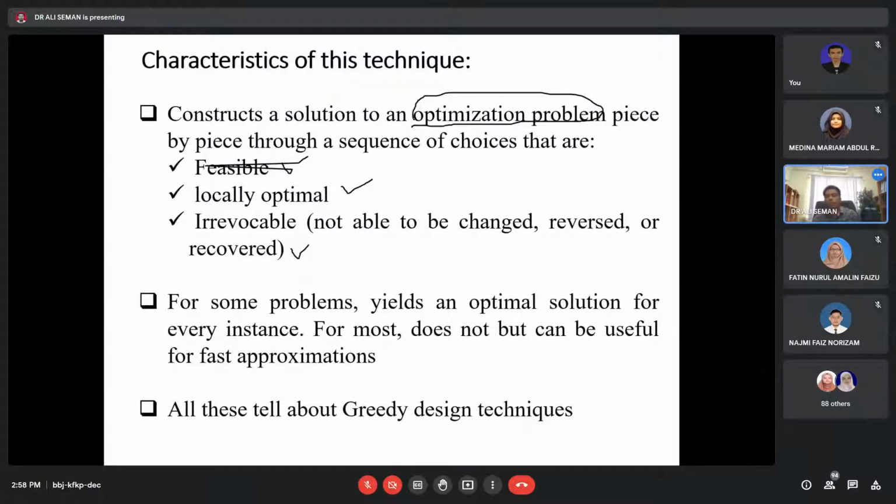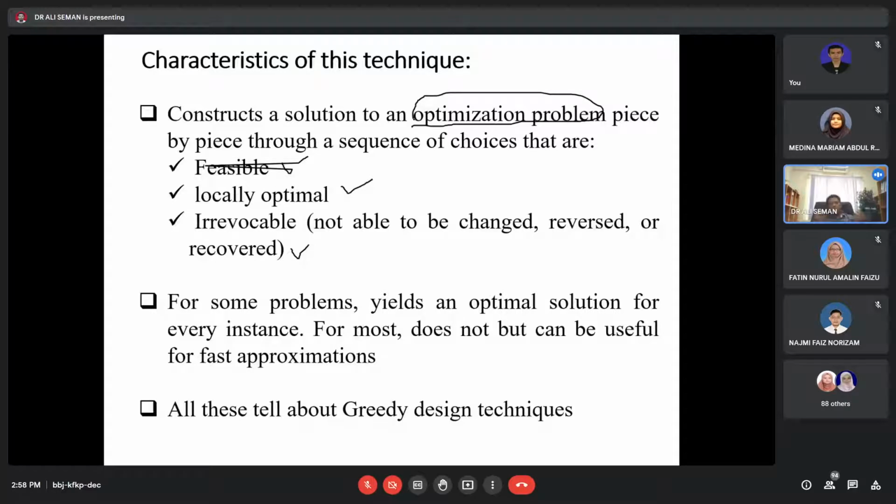And finally, we need to find out which one is actually the optimum. The problem here is to construct a solution to an optimization problem piece by piece. Piece by piece means step by step, because as we discussed based on the analogy just now, we set the goal. What is the goal? The goal here is to find the optimal, and we just go for it, piece by piece, and each step is feasible.